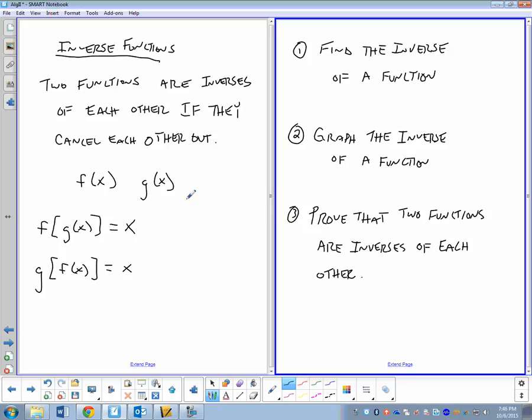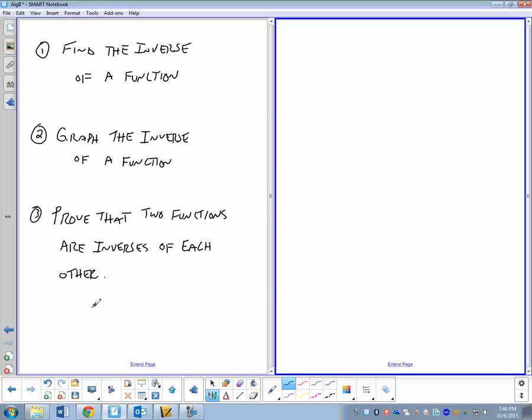Okay. So first things first, how do I find the inverse of a function? It's actually pretty easy.